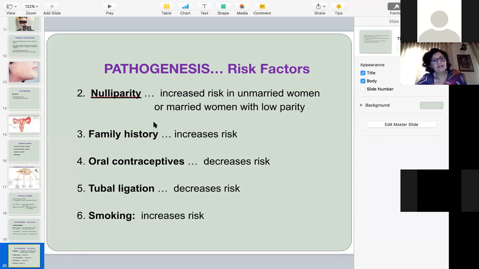Other risk factors include nulliparity. There is increased risk of ovarian tumors in unmarried females or married women with low parity. Family history will increase the risk. If there is a family history in a first degree relative, then there is a higher chance of developing ovarian cancer in the offspring. Oral contraceptives and tubal ligation will decrease the risk, and smoking also increases the risk. But the most important risk factor is the genetic mutations.